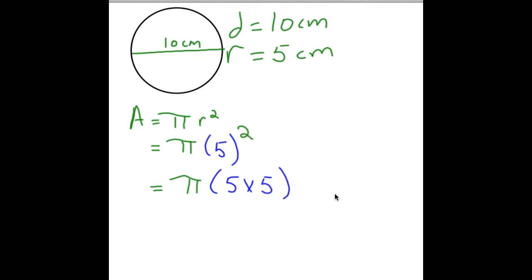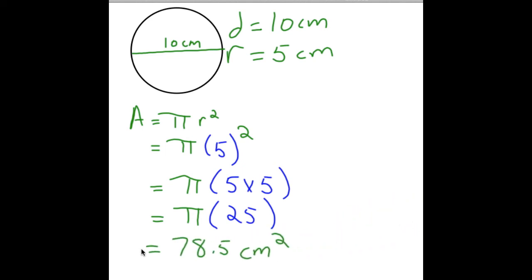So if I do that math, and it's inside the brackets, so I'm going to do it first, or it's also an exponent, so I'm going to do that first. And that's what Bedmas tells me. So if I do the 5 times 5, I get an answer of 25. Well, I still need to multiply that by pi. And if I take pi, or 3.14, multiply it by 25, I get an answer of 78.5.